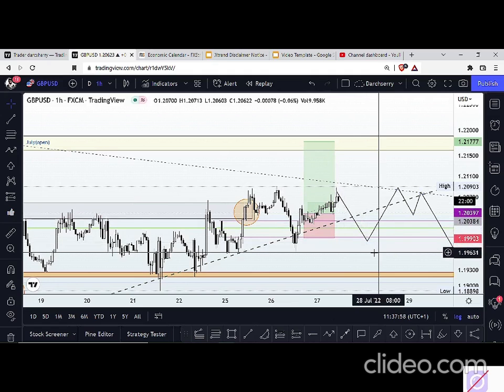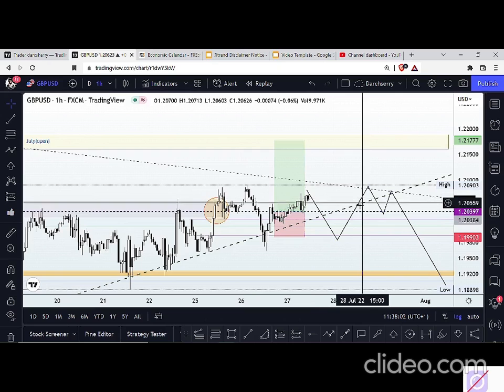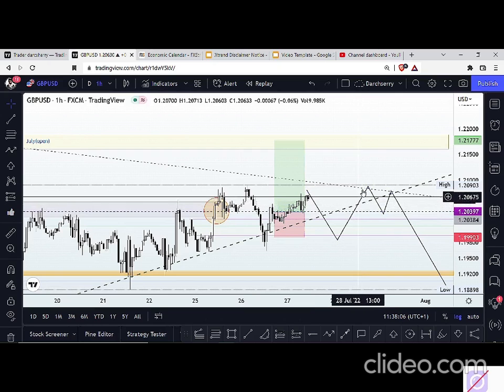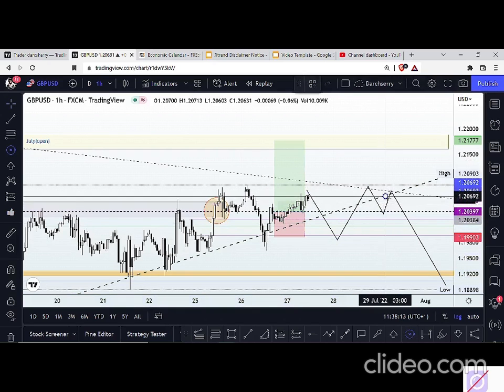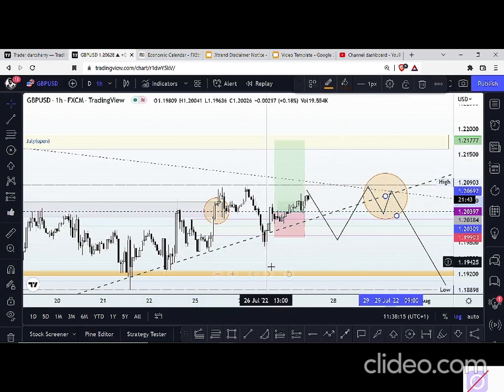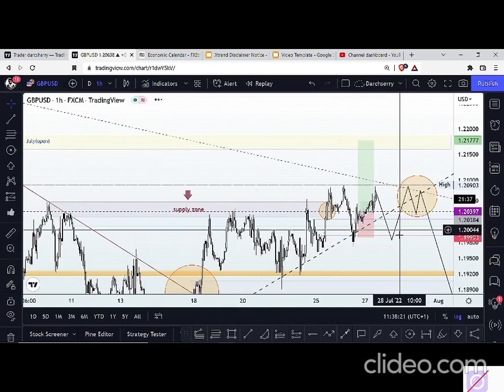We want to wait for confirmation as we wait for price to come back to do a retest of the trend line. It could be the bullish trend line, it could be the resistance trend line. You can see they both share a confluence, making that area a very sensitive zone to look out for. If we have a retest of that level, then we want to be joining the decline to the downside.